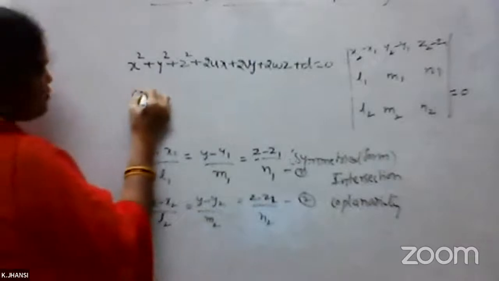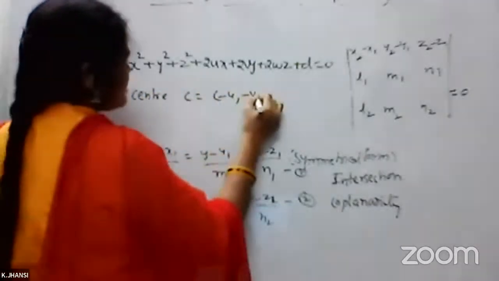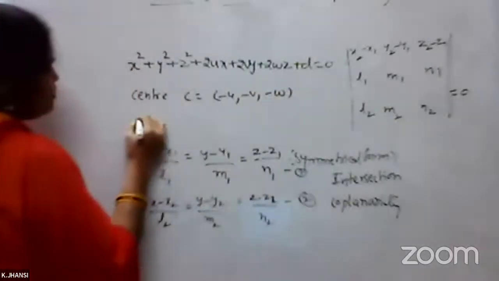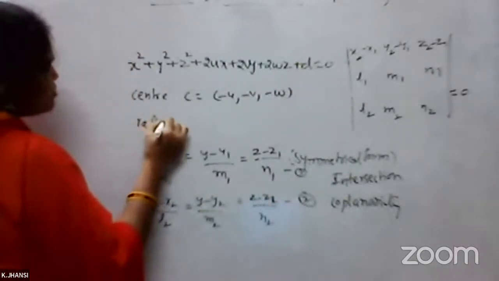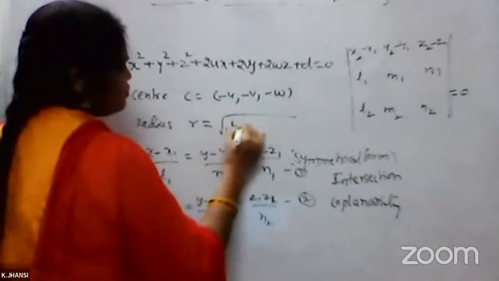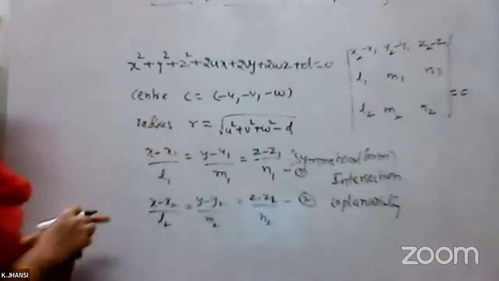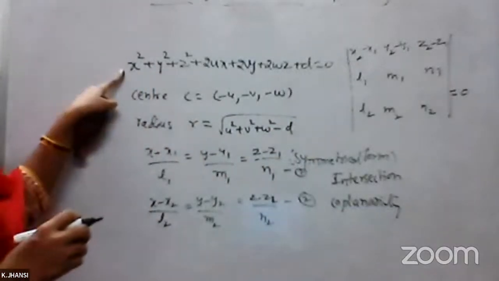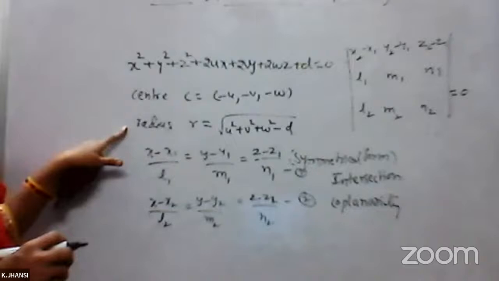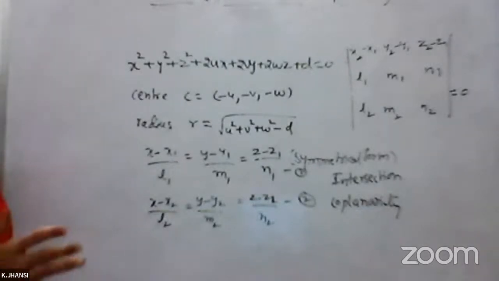So they will ask to find the center. Center C equals to minus u, minus v, minus w, and radius is equal to small r, which is under root of u square plus v square plus w square minus d. So these, the equation, center and radius, these three are important for this whole block, the sphere. Okay.